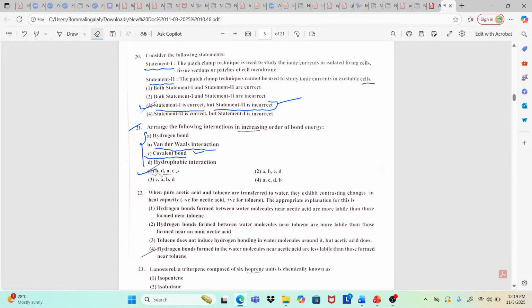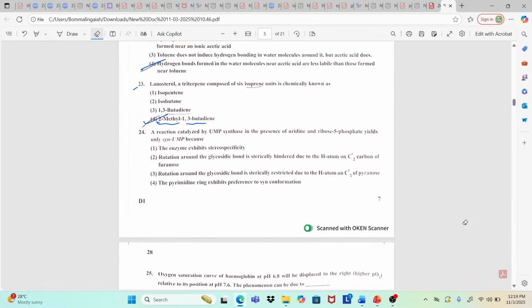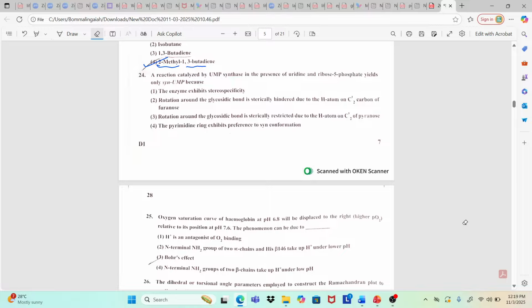Question number 22. Here you have to read the question. I am just going to give the key answers for you. The correct answer for this question is option number 4. Next, question number 23. The correct option is option number 4, 2 methyl 1,3 butadiene. Next, question number 24. Here I have a doubt for this question. Next we move on to another question.